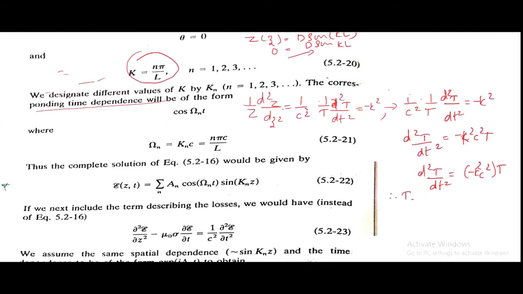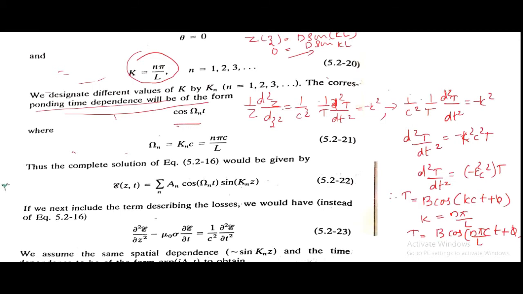Therefore, we can write T = B cos(kct + φ), but k = nπ/L. So we can write T = B cos(nπ/L · ct + φ). Thus the corresponding time dependence will be of the form cos ωn t. Here ωn = kn c, that is nπ/L times c.